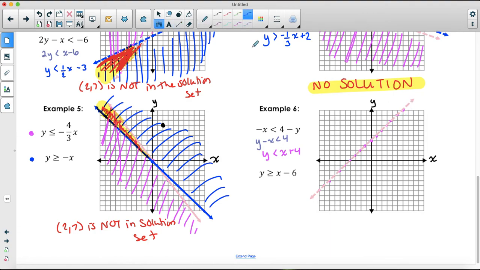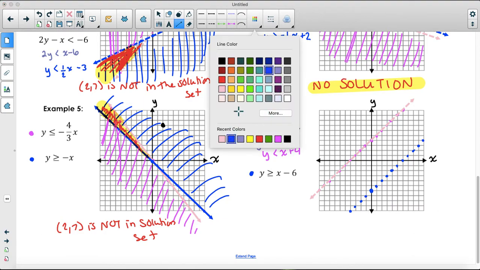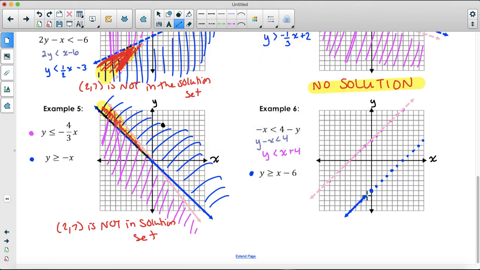And then our second one, which we'll graph in blue, it's already in slope-intercept form, so (0, -6), 1, 2, 3, 4, 5, 6. And our slope is positive 1. So these lines are also parallel, just like the previous example. But let's see what happens when we shade them. This is a greater than or equal to, so that means our line is solid. We'll have our solid line here.